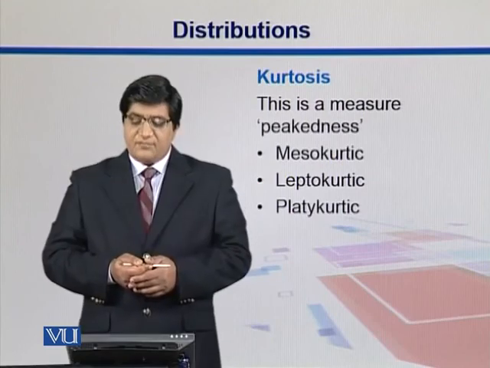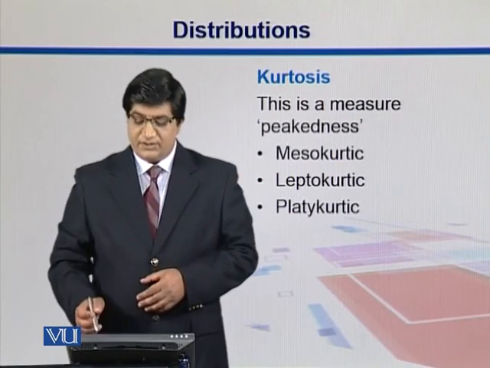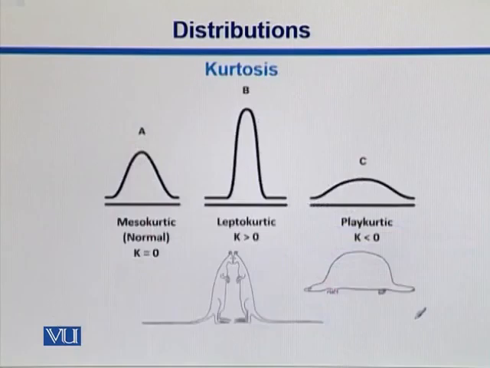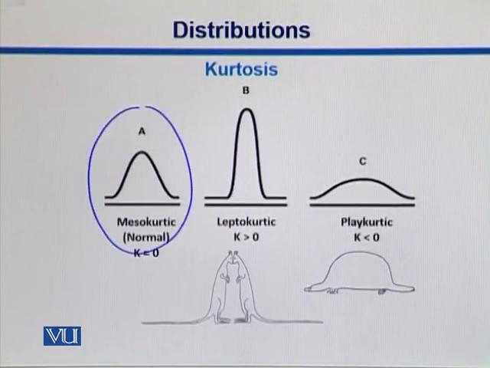Kurtosis is the measure of peakedness. So mesokurtic, leptokurtic, and platykurtic are three scenarios of kurtosis. Mesokurtic is the normal distribution where the shape is like a bell curve. If we have more height, it's leptokurtic, and if the distribution is low and flat, it is platykurtic.